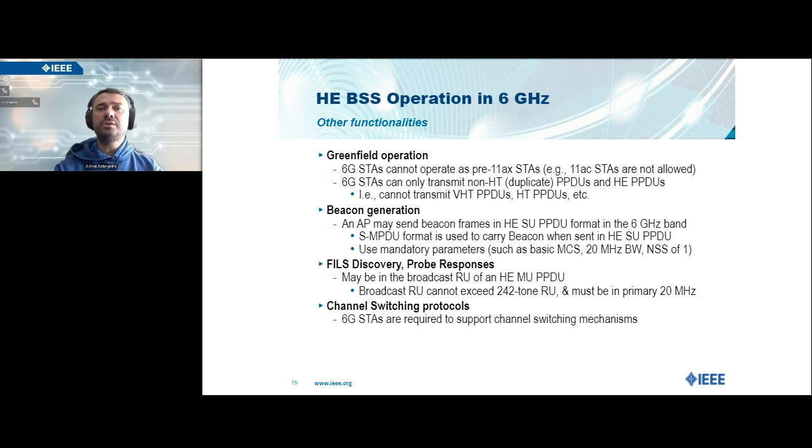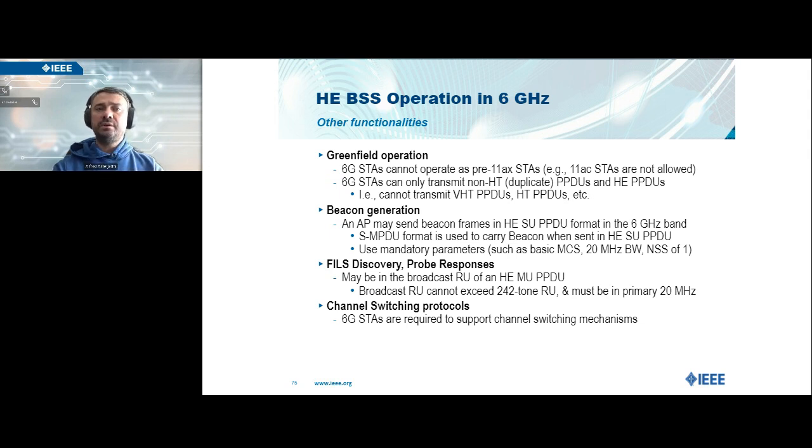And also you can only transmit non-HT duplicate PPDUs and HE PPDUs. So you cannot transmit other types of PPDUs, for example, VHT PPDUs, HT PPDUs, DSSS PPDUs. The reason why these two were chosen was that the HE PPDU is the most efficient PPDU available up to date. And the non-HT duplicate PPDU is the one that has the least possible overhead from a PHY header perspective, and also allows correct reception even if you're operating in the 20 megahertz mode only.